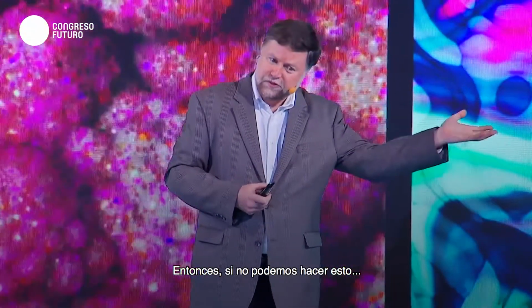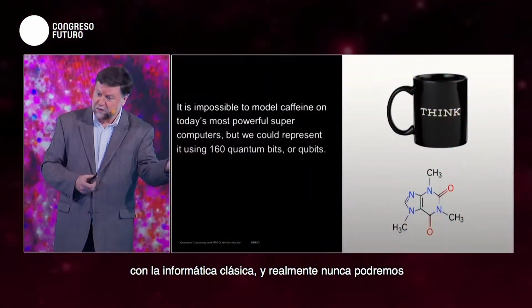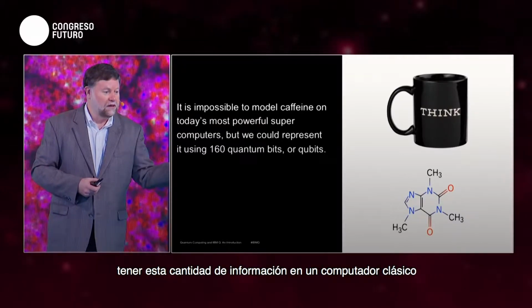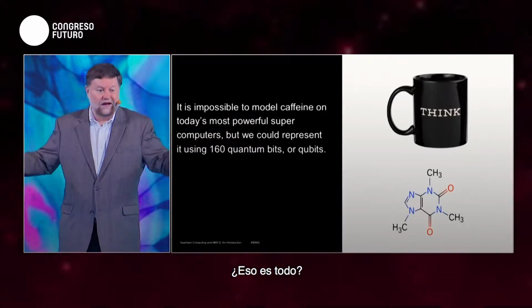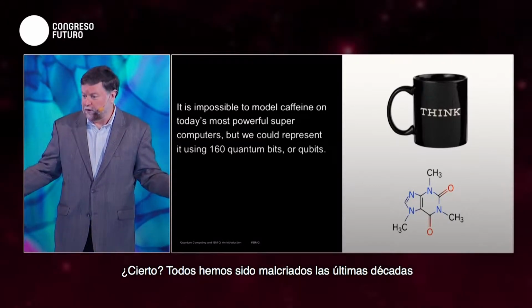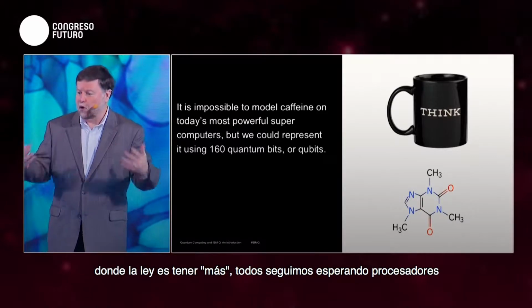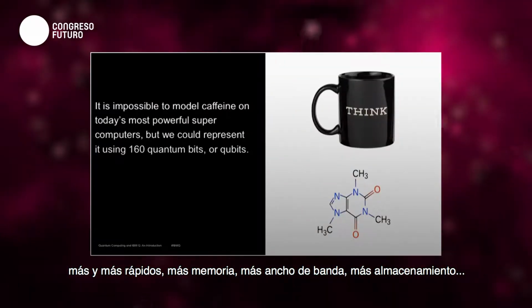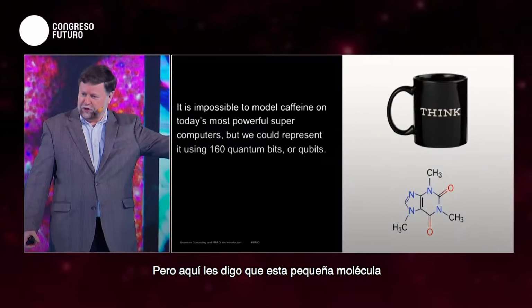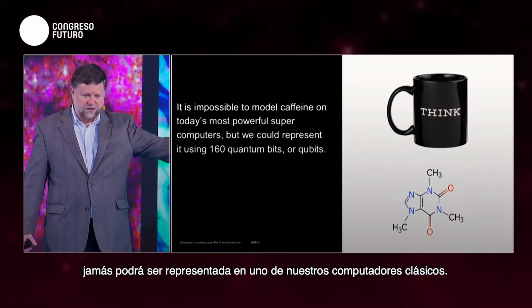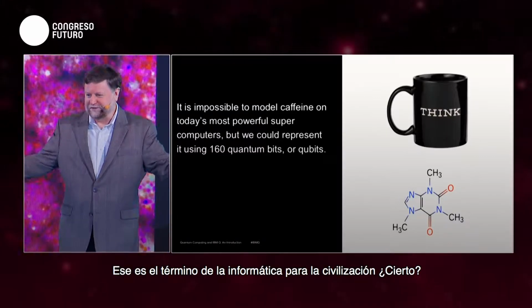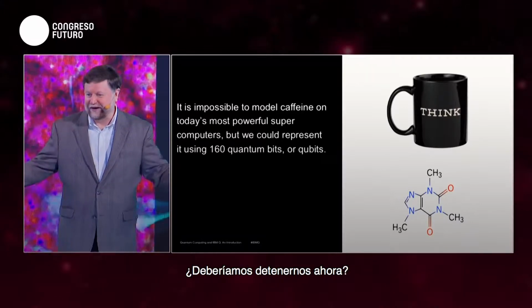So if we can't do this with classical computing, and we will never be able to keep this much information in a classic computer, are we done? Right? We've all been very spoiled over the last decades, things like Moore's Law. We keep expecting processors to be faster and faster. We expect more memory, more internet bandwidth, more storage. But here I'm telling you that this little molecule will never, ever be represented in one of our classic computers. So is that the end of computing for civilization, right? Should we just stop now?